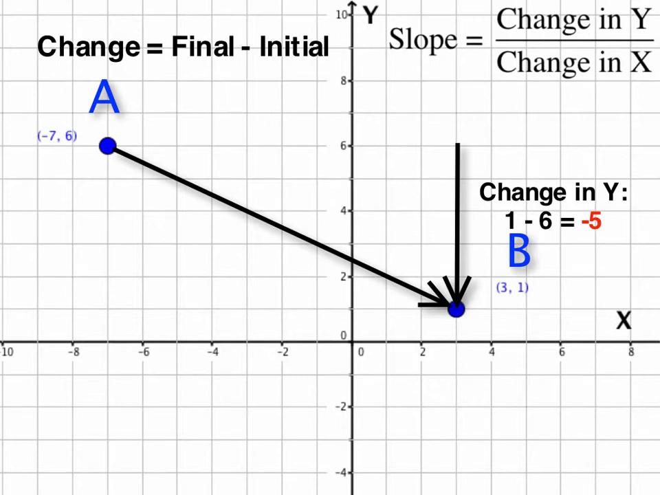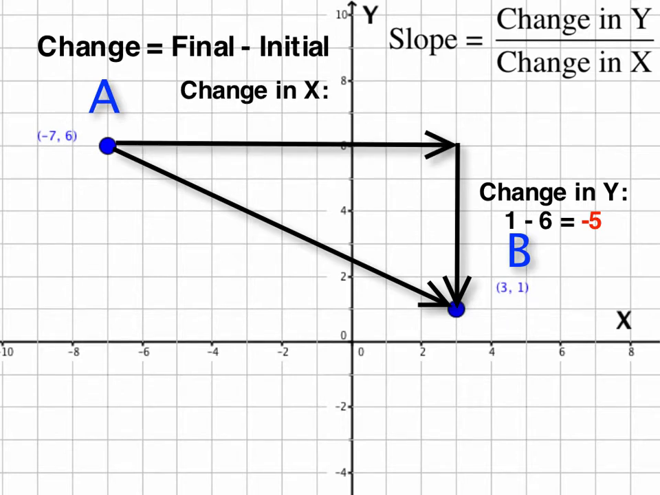Now let's find the change in our x values. The change in our x values is going to be 3 minus -7 for a grand total of 10. So our change in the x values is 10. And that makes sense just looking at these points. Going from point A to point B, we've gone down, so our change in y should be negative, but we've also gone to the right, so our change in x should be positive.